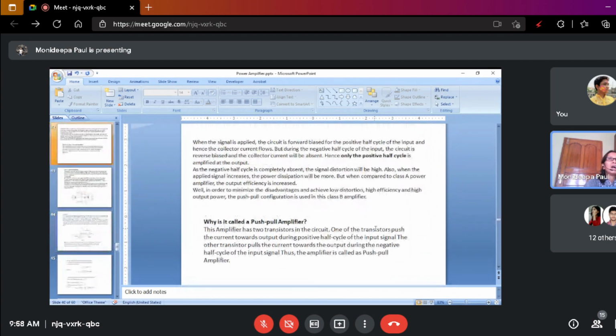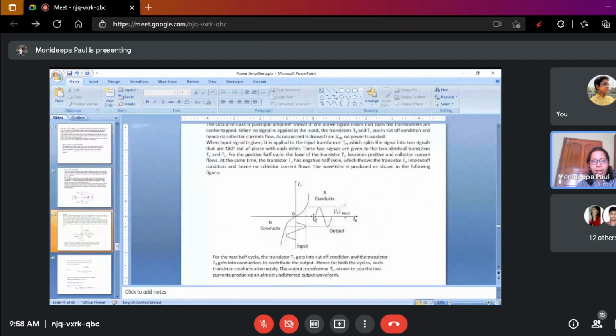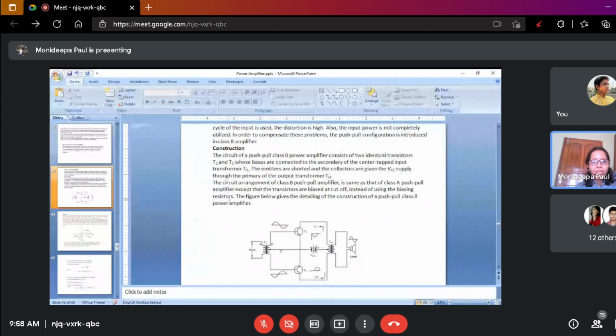Beta means, I think all of you know, that the collector current IC is equal to beta into IE. So this is a formula. So beta biasing is used, using the biasing resistor.